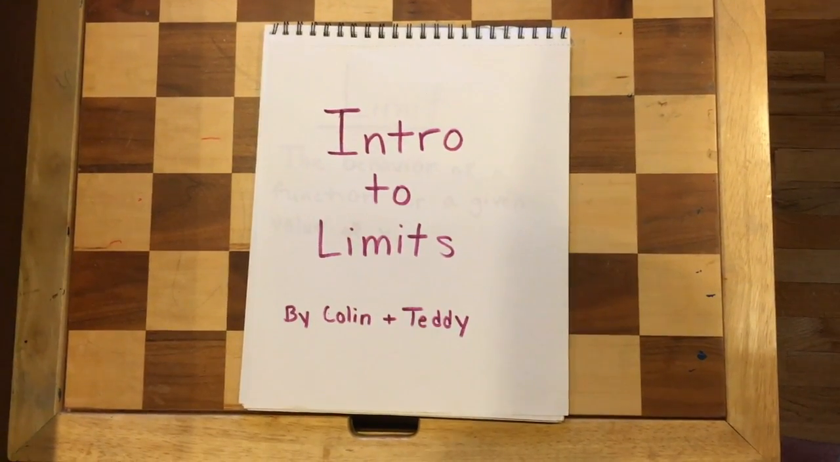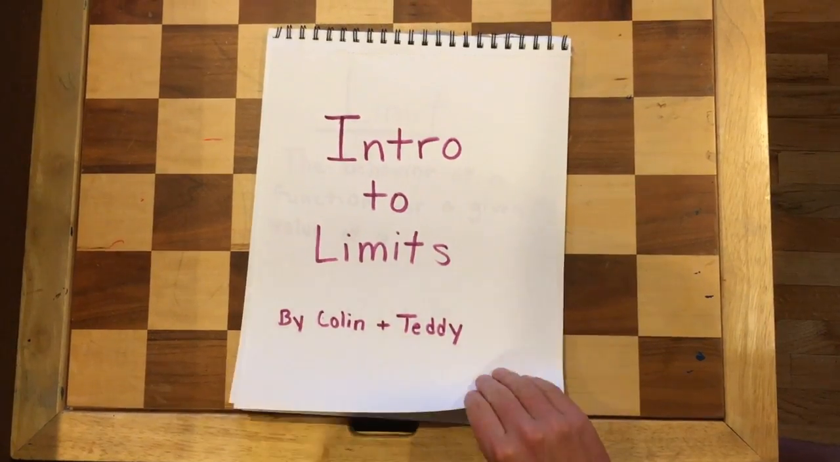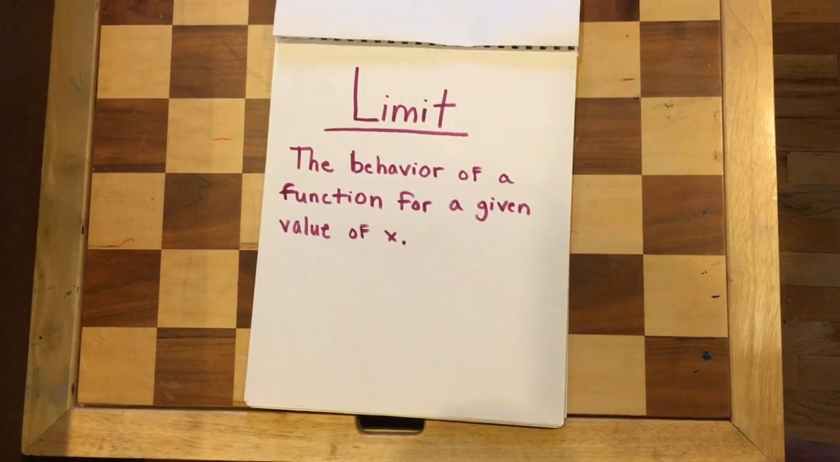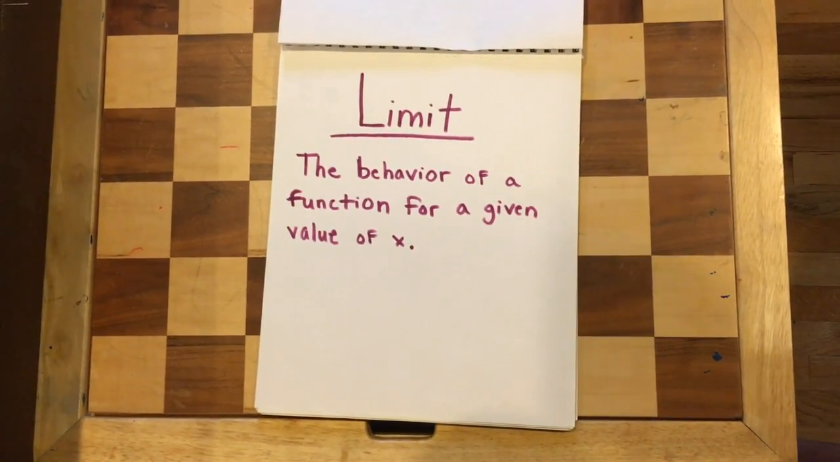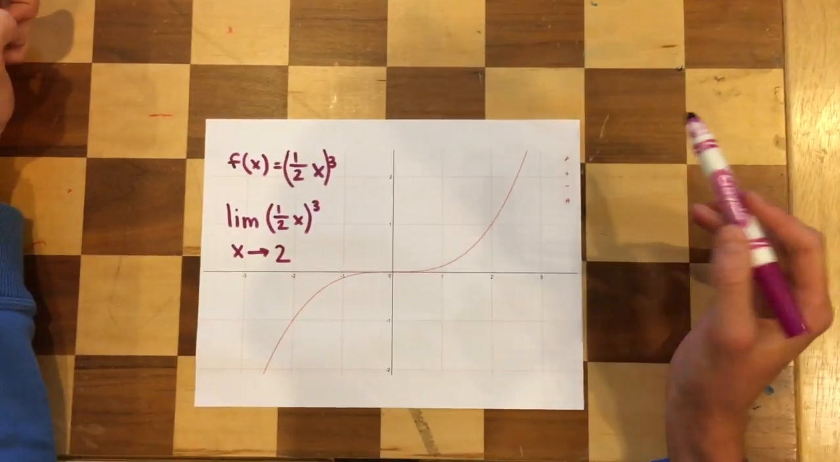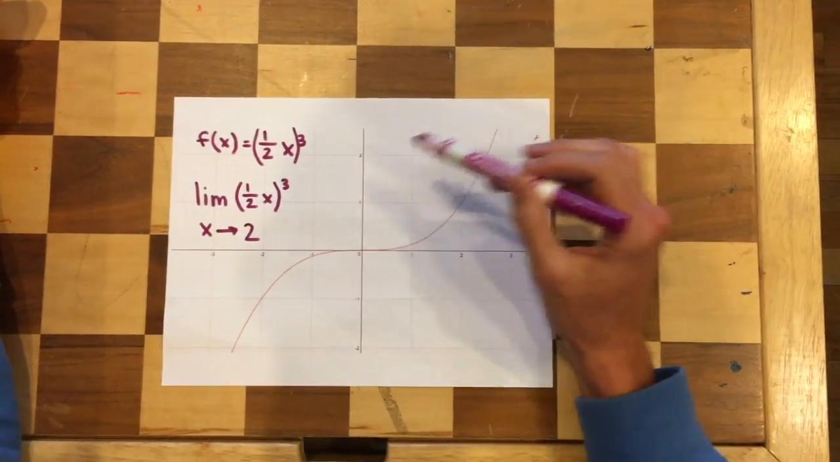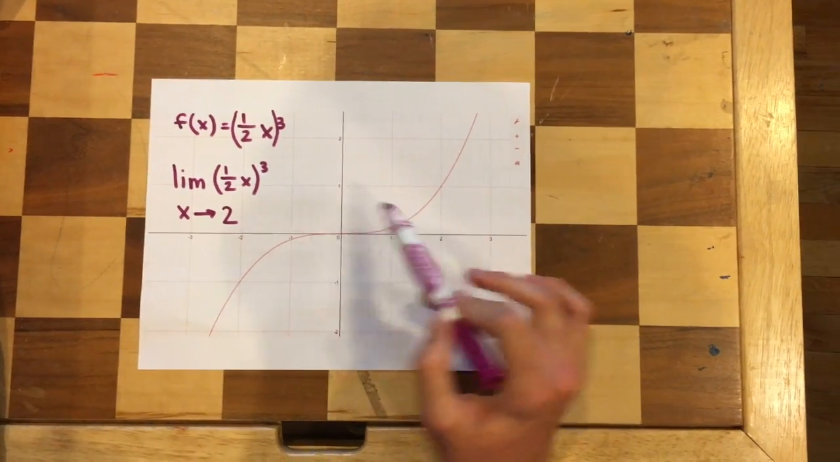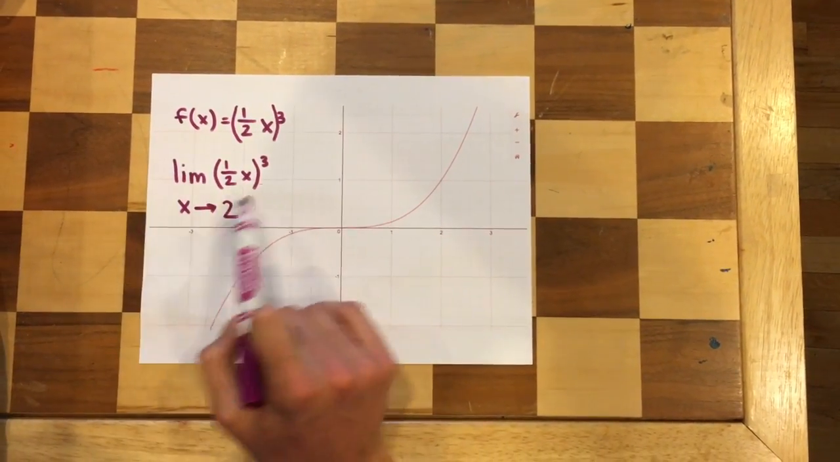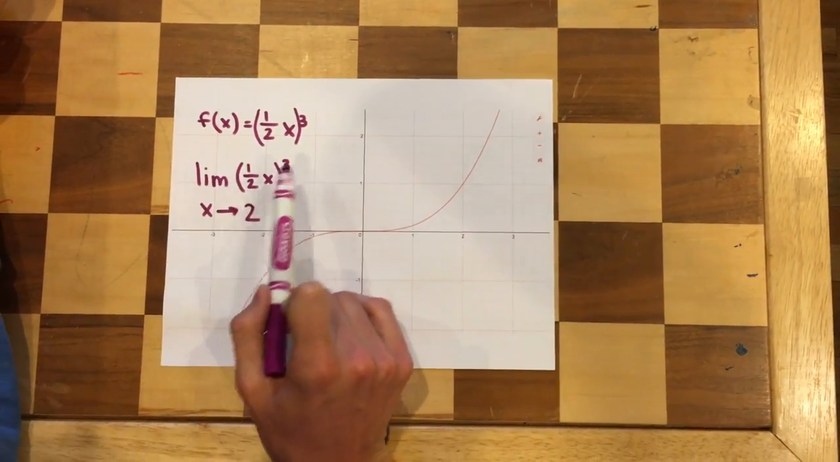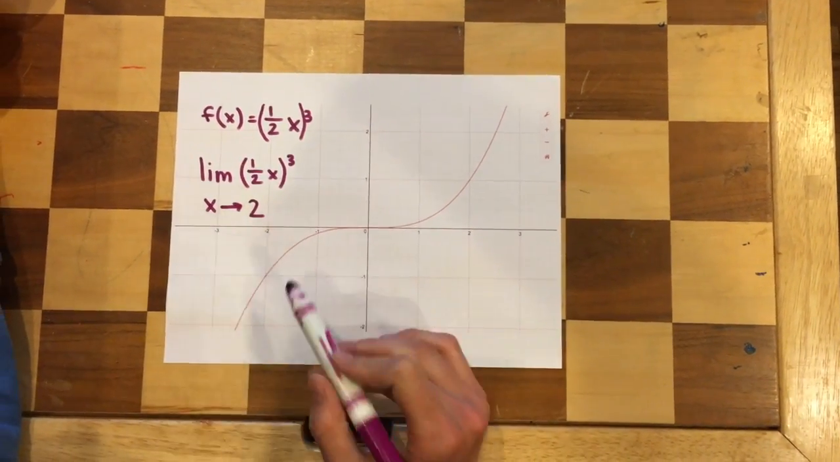And this is our introduction into limits. So, put in simplest terms, a limit is basically just the behavior of a function for a given value of x. All right, so this is an example function: the function f of x equals 1/2 x cubed. We're going to find the limit as x approaches 2, and it's written in this way in proper limit notation. This is read as the limit of 1/2 x cubed as x approaches 2.